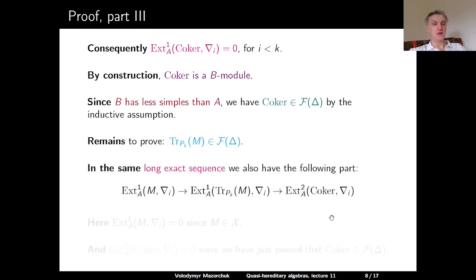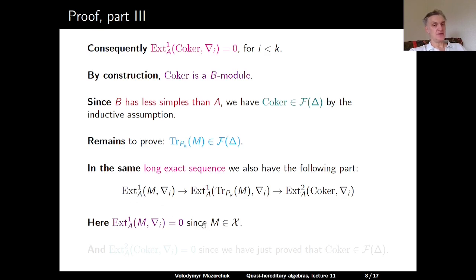For this, we look into a different part of our long exact sequence from the previous slide. So we have the first Ext over A from M to nabla goes into the first Ext over A from the trace to nabla, and this goes into the second Ext over A from the cokernel to nabla.